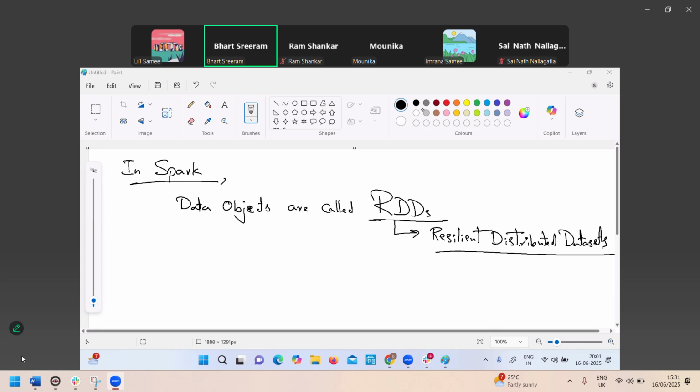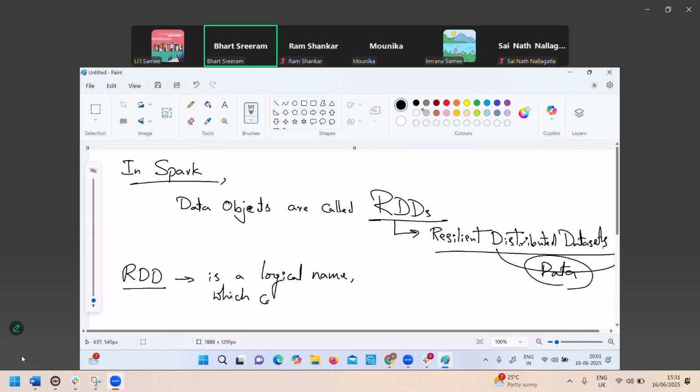So such a thing will be provided to your data. This is talking about data. Resilient Distributed Dataset. Technically this RDD is a logical name which is a collection of partitions. Understand?